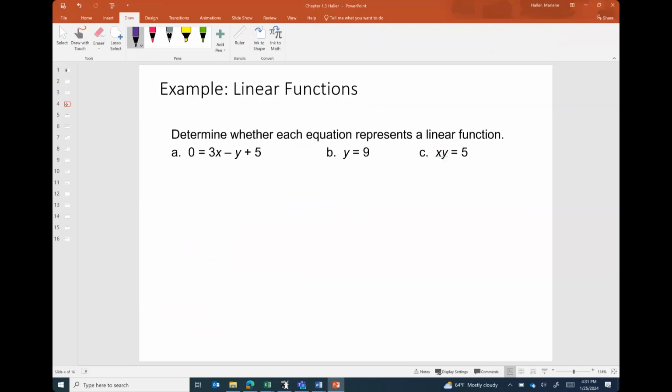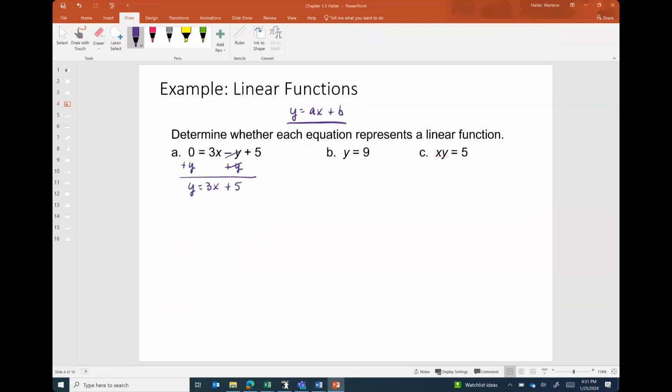All right, in this example, let's determine if these given equations could represent a linear function. A linear function must take this form, where a and b are constants. So if we can make the given equation look like this equation, then we'll know that's a linear function. Looking at a first, at first glance it doesn't appear to be in that exact same form. 0 equals 3x minus y plus 5. However, if we add y to both sides, then we have y equals 3x plus 5, and it does look like a linear function.